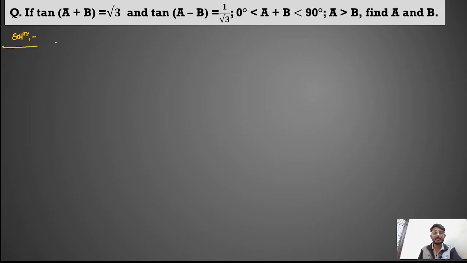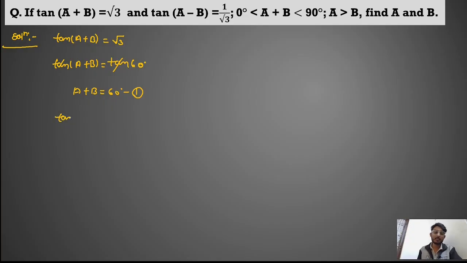Solution: tan a plus b equal to root 3. So basically you will write tan a plus b equal to root 3. Here, you will check the value of root 3 in the trigonometric ratios. Whenever you find the value of root 3 in trigonometric ratios, you find it at angle 60 degrees. You have to find tan 60 equal to root 3. So here you will write tan 60. From this term you can cancel out tan from both sides. A plus b equal to 60. This is equation number 1.